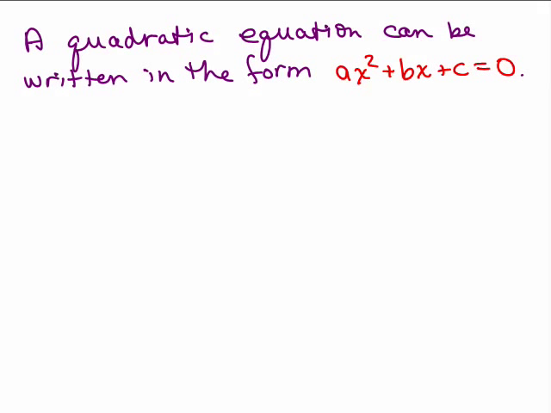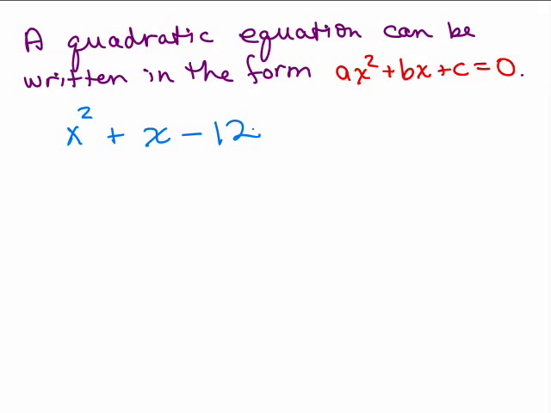But if you have a quadratic equation, you'll need to solve by factoring. So what is a quadratic equation? It can be written in the form ax squared plus bx plus c equals 0. Now, we've been solving expressions of this form, such as x squared plus x minus 12.